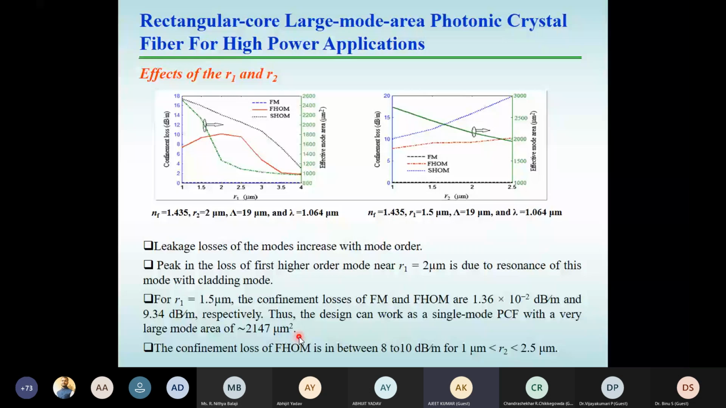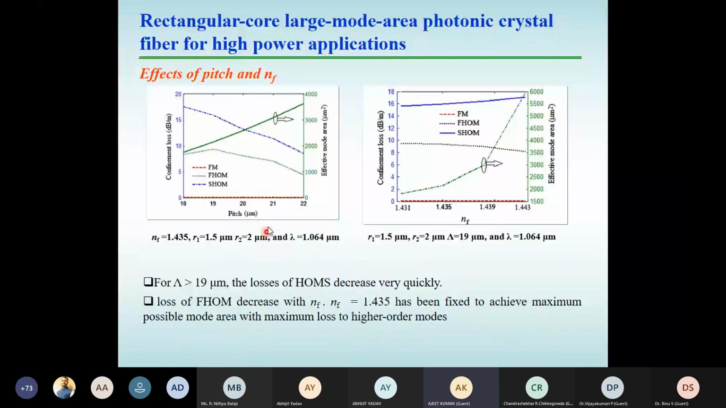Now what R2 parameter should you take? For that we have done this analysis, and here also you can see the loss of the fundamental mode is always going to be very small, but it is the loss of the first higher order mode and the second higher order mode which is going to decide what R2 value you should take. So from here we have seen that R2 value should be 1.25. If you go into this particular region, the loss of the first higher order mode is always greater than that of something close to 7 micron. It is 8 to 10 micron, in the range of 8 to 10 micron. So you can choose the value of R2 which is close to 1 to 2.5, or D2 value 2 to 5 micron.